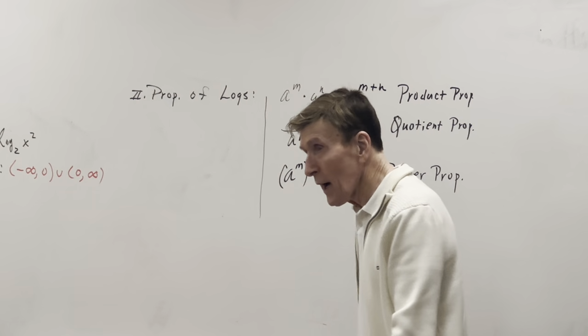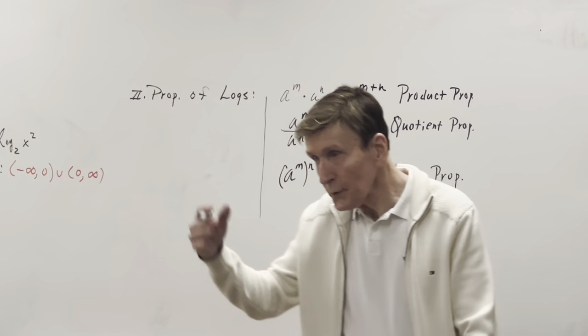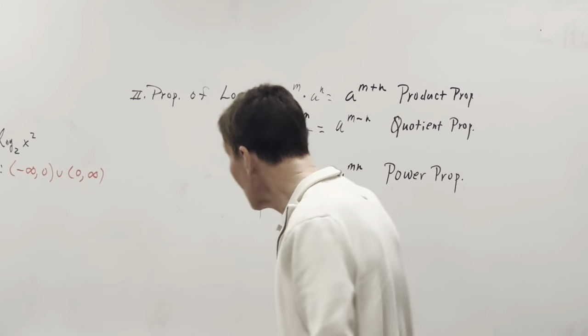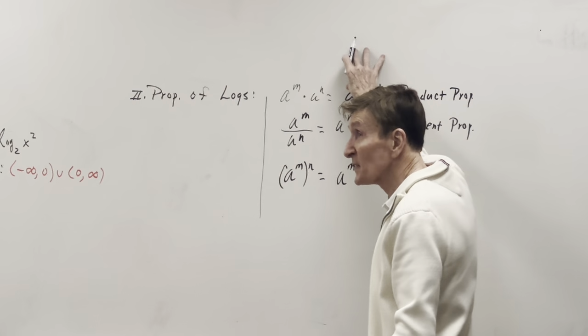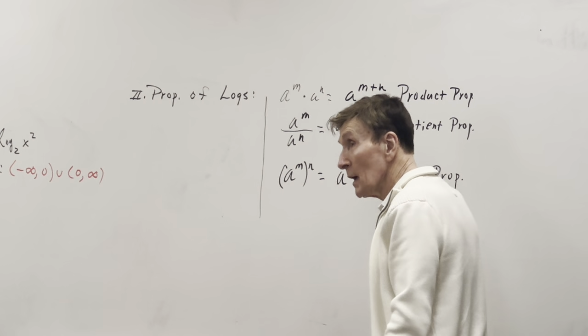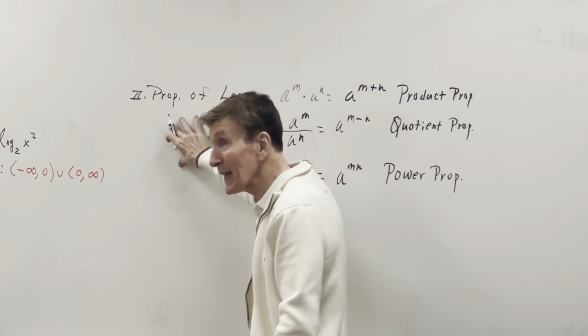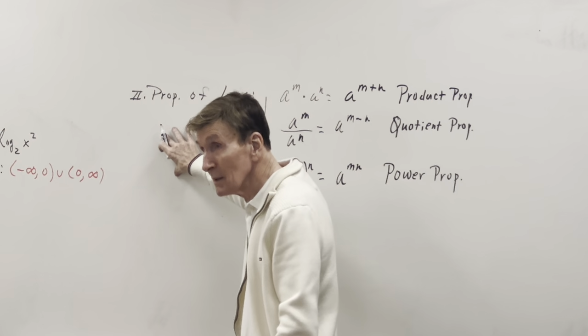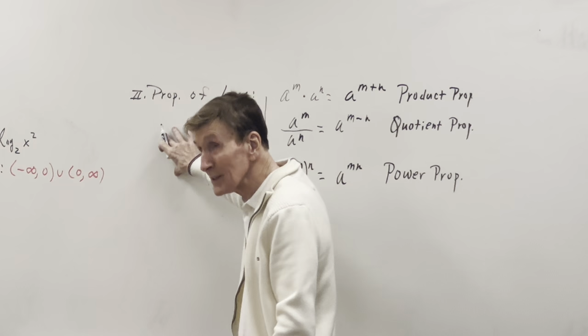You've got product property, quotient property, power property. You've got the three basic properties from middle school. Right here they are. I should put middle school here at the top, just to remind you. These are middle school. Now, we're here at pre-calc. Now we've got these properties. Wait till you see what they look like.